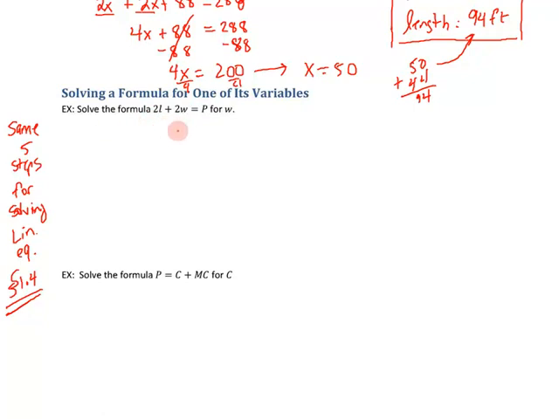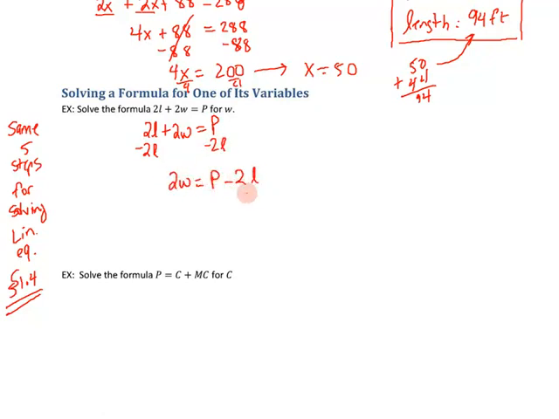We are asked to solve the formula 2L plus 2W is equal to P, that's the perimeter formula, for W. We want to try to get the W by itself. So 2L plus 2W is equal to P. To get the W by itself, we're going to put the W on one side and move everything else to the other. So I would subtract 2L from both sides. End up with 2W is equal to P minus 2L.